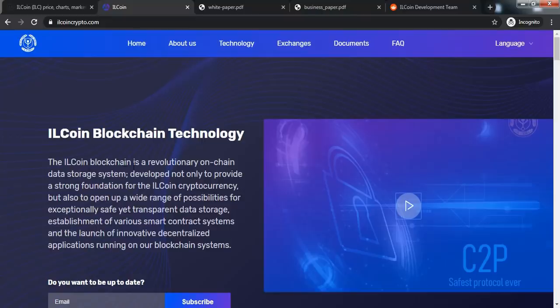The ILCOIN blockchain is a revolutionary on-chain data storage system. What does that mean? This blockchain is based on data storage. If you want more safety for your own personal information such as images, documents, etc., all you need to do is use this blockchain of ILCOIN and you will be safe 100%. They found the solution for the 51% attack.